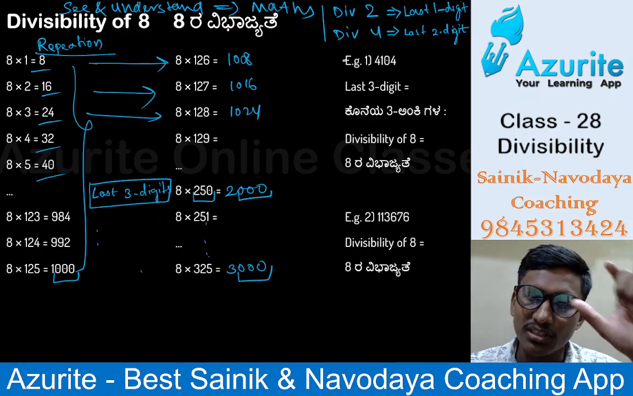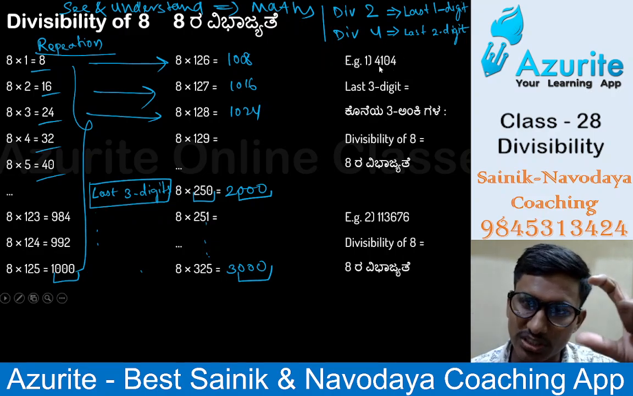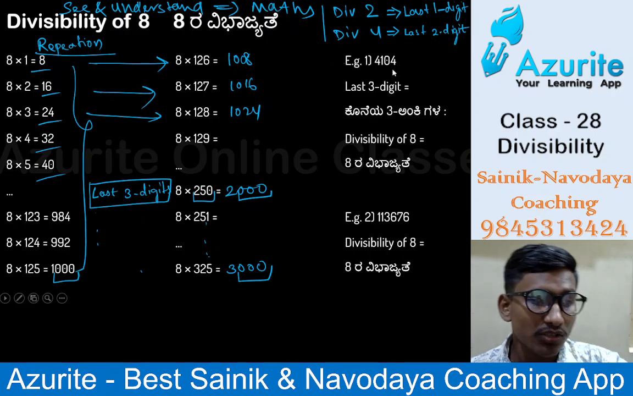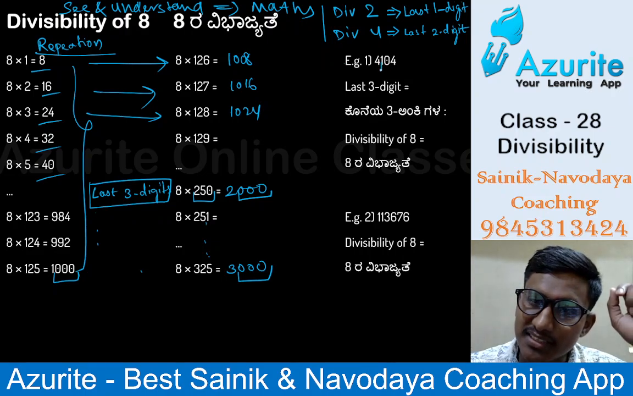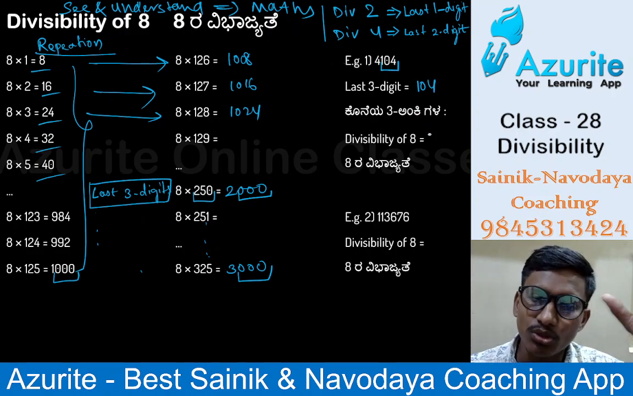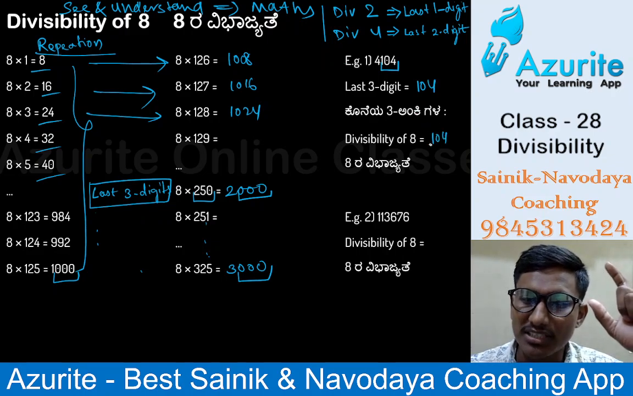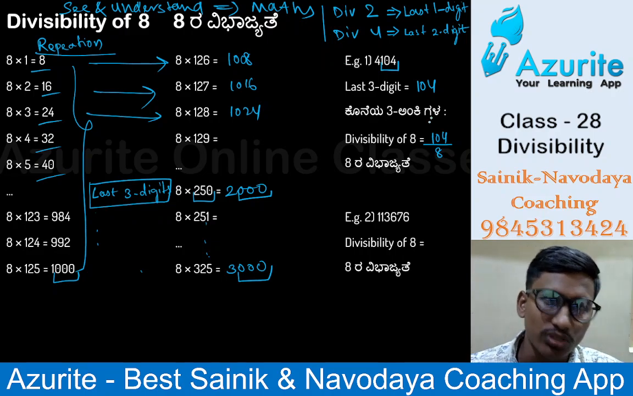So now let us solve the example for divisibility of 8. So first question is 4104. So we have to check how many digits? Last 3 digits, that is 104. If it is divisible by 4, then that is 8, it will be divisible by 8. So check now. If you divide 104, is it divisible? No, it is not divisible.